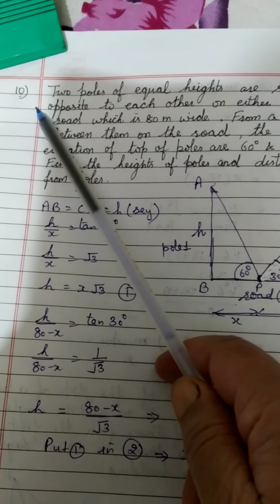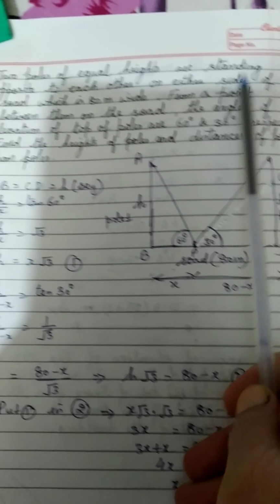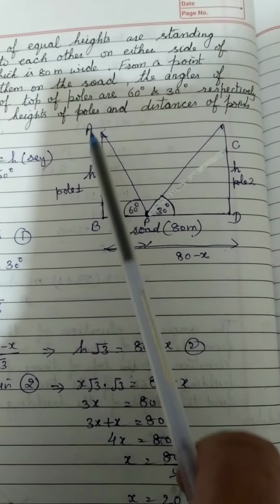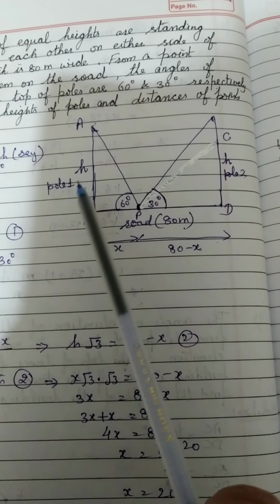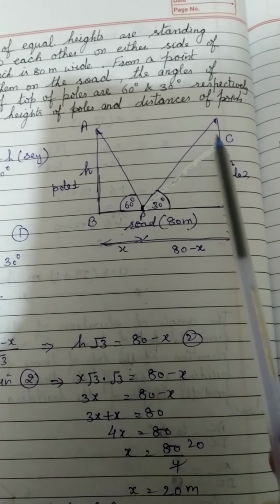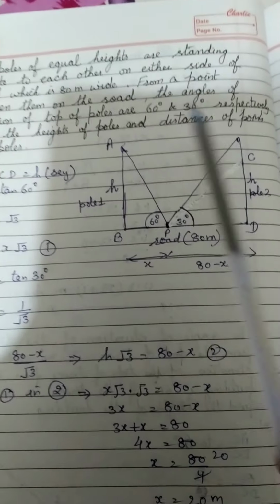The next question is question number 10. Two poles of equal heights are standing opposite to each other. The two poles are pole AB and pole DC. These are the two poles standing on the ground, and the height of these two poles is equal. We have considered this height to be h.